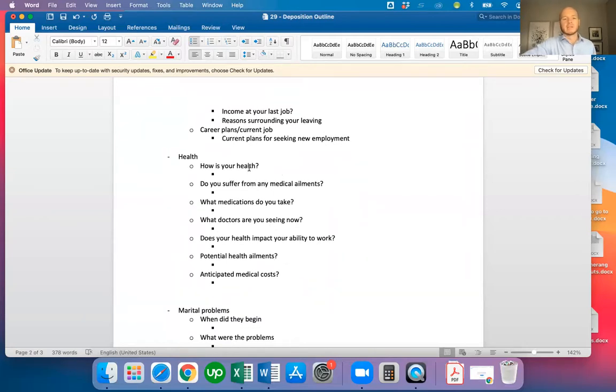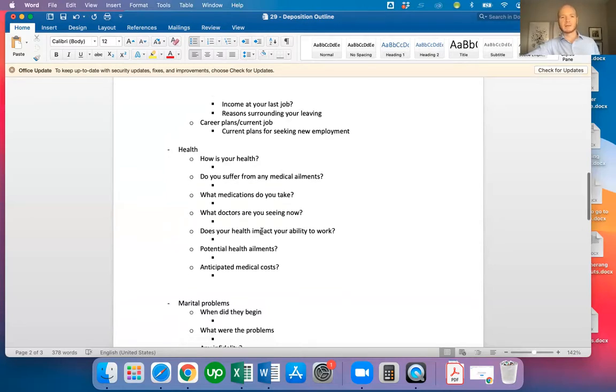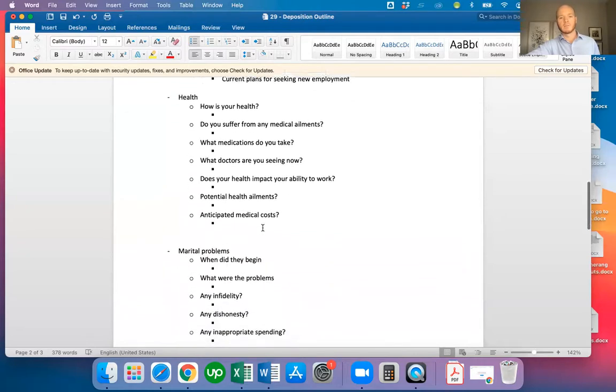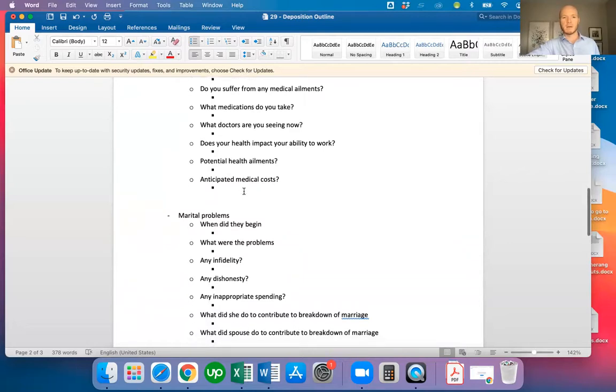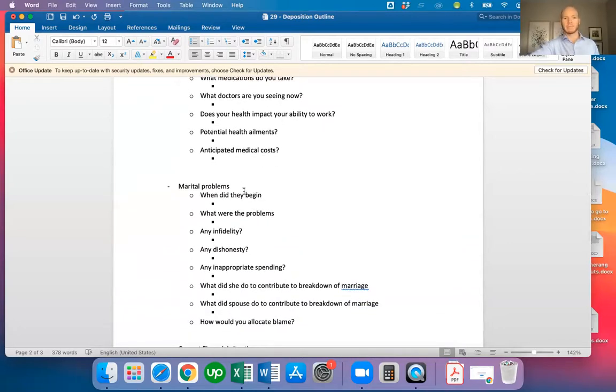Health might be relevant in a divorce. If somebody's saying their health prevents them from getting a job, or their health has led them to behave in a certain way, you'll want to get an understanding of somebody's health background, what their ailments are, what medications they take, doctors they're seeing, how it impacts their ability to work, etc. Any anticipated medical costs.